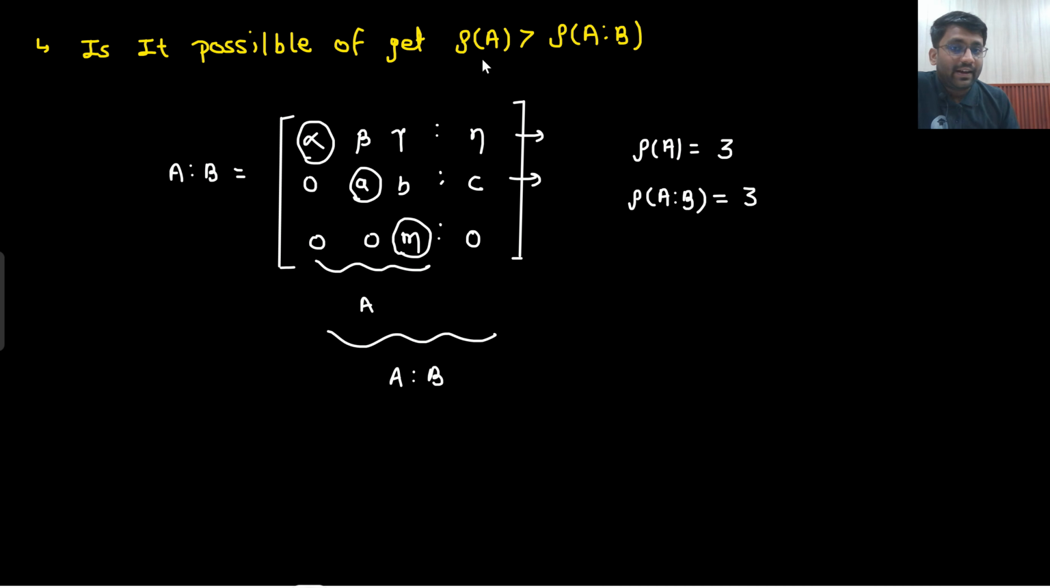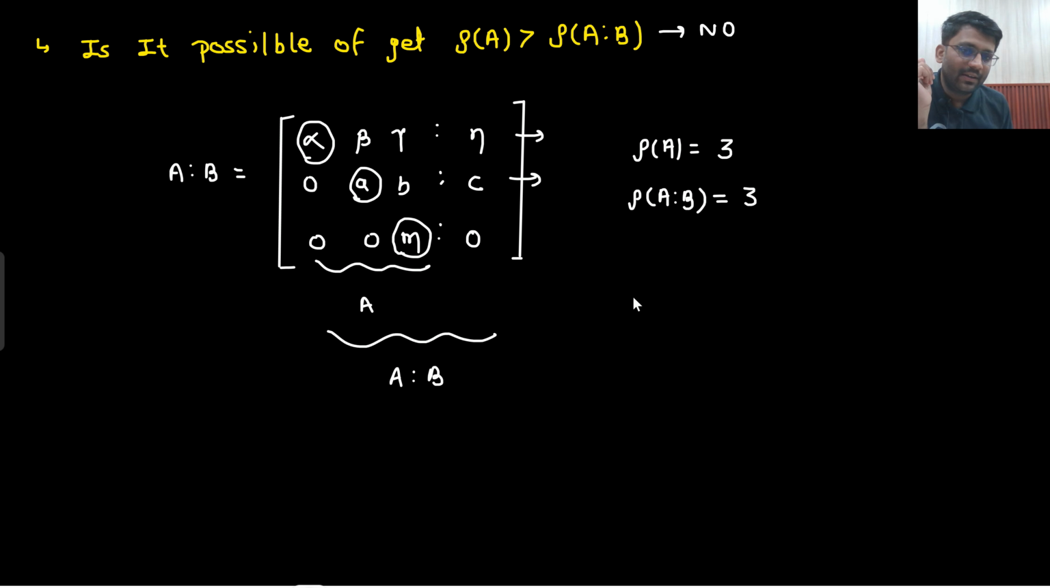So can you ever get rank of A greater than the rank of A augmented B? This is the aptitude question. Think about it. If rank of A I am getting as maximum, let's just say 3, then by default I know that rank of A augmented B will be 3 only. Is that clear to you or not? So rank of A can never be greater than rank of A augmented B. So the answer is no.